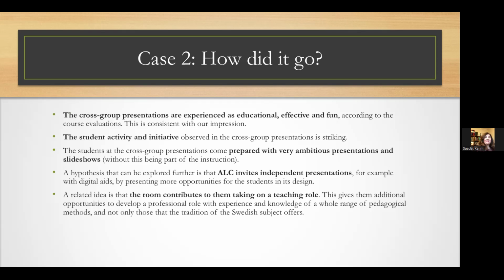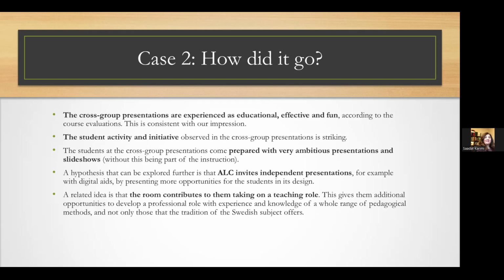The cross-group presentations are experienced as educational, effective, and fun according to the course evaluations. So students evaluated them as effective, educational, and fun. And this is consistent with our impression. The student activity and initiative observed in the cross-group presentations is striking.